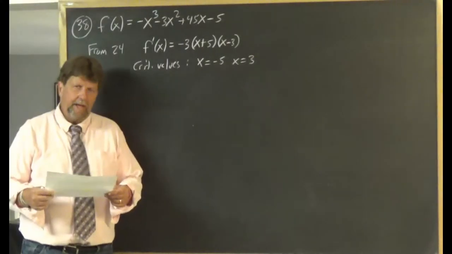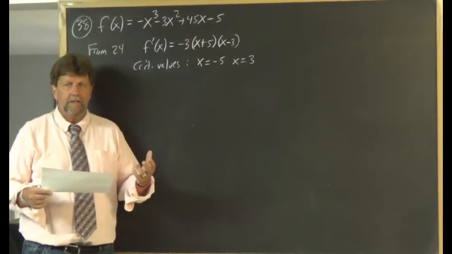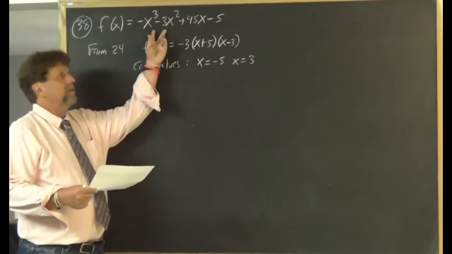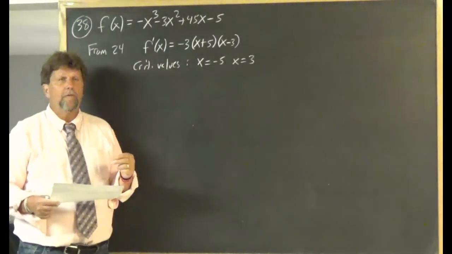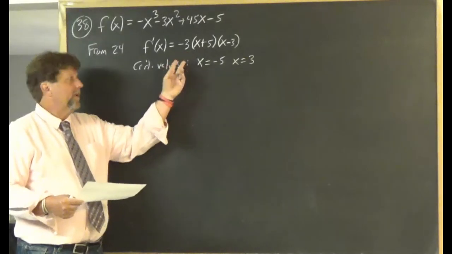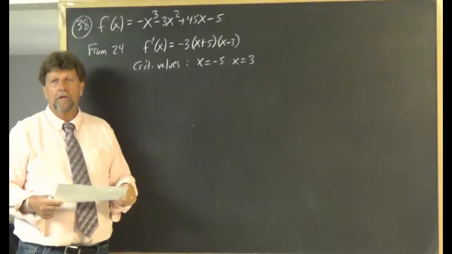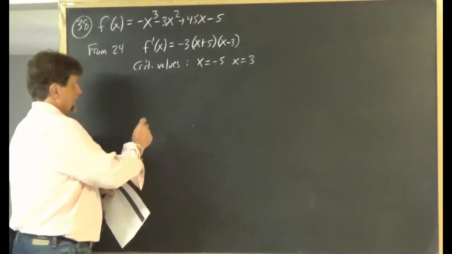All right, folks, in number 38, you're asked to find intervals of increase and decrease and the relative extrema for this function. That was the function that you looked at in exercise 24. So I just wrote down what we had as the final derivative and what the critical values were. We already did part of the work. So now it's make a sign diagram.